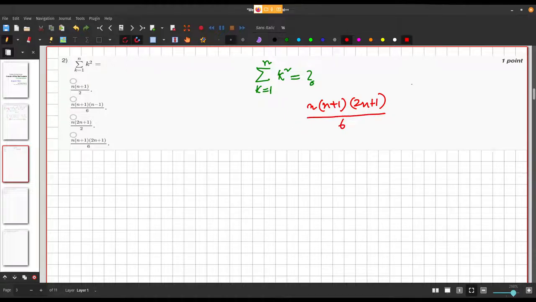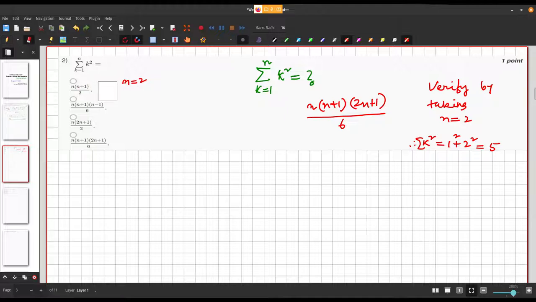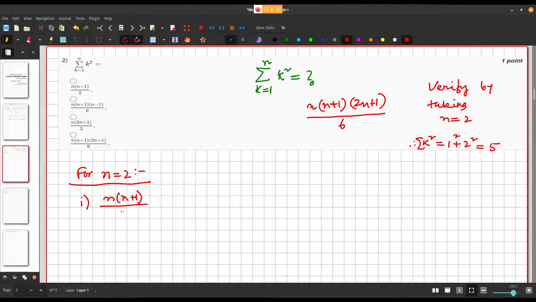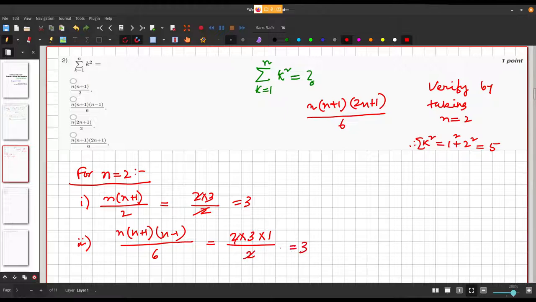And you can verify this by taking n equal to 2. So for that, this summation will be 1 square plus 2 square, which is equal to basically 5. And you can see we can eliminate all the options here. So let me write out what will be the values for n equal to 2 for these given options. For n equal to 2, n into n plus 1 by 2 becomes 2 times 3 over 2, so this is 3. n times n plus 1 times n minus 1 by 6 becomes 2 times 3 times 1 by 2, which is again 3.